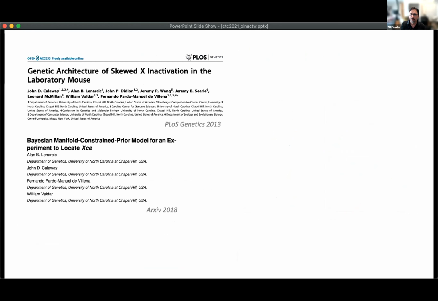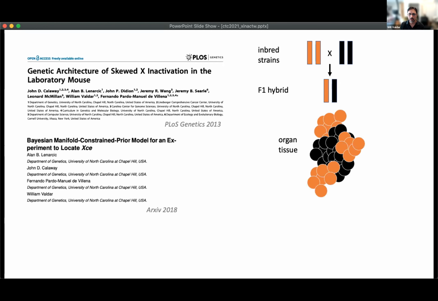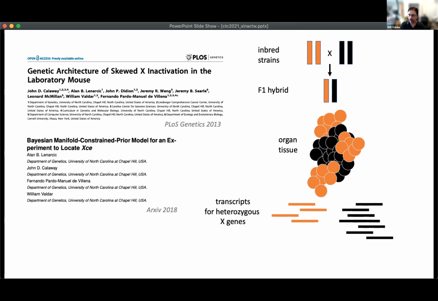So that picture was actually from a study that was done between my lab and that of Fernando. And that was a while ago. The general way in which we estimated these X-inactivation ratios was as follows. We took 2 inbred strains, made an F1 hybrid, and then harvested tissue from whatever organs we were interested in. And then we got the gene expression, looked at transcripts for heterozygous X genes, and calculated allele-specific expression. Fairly simply, you get the proportion from just the number of orange versus black.